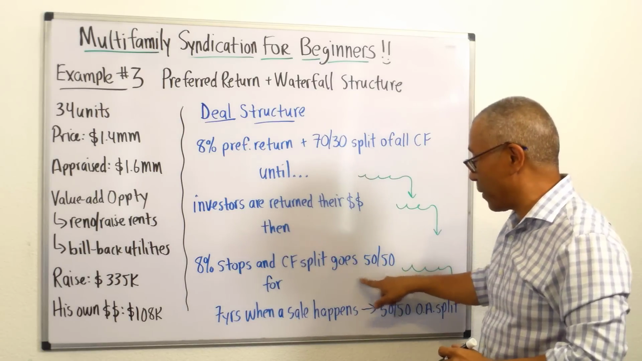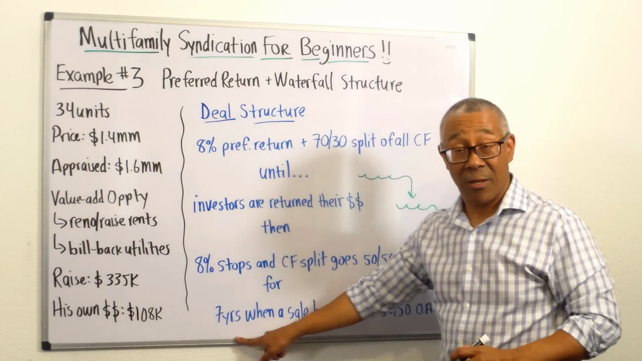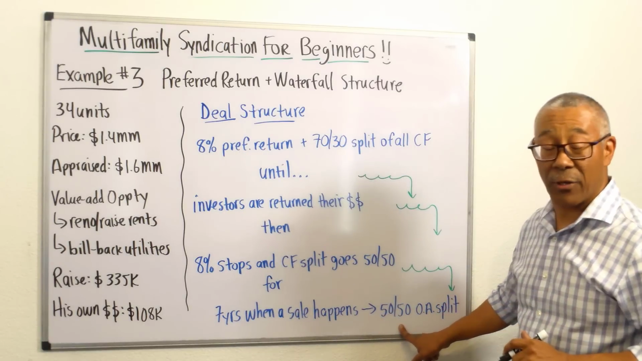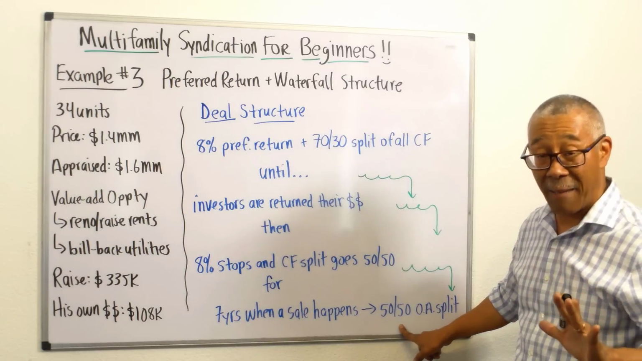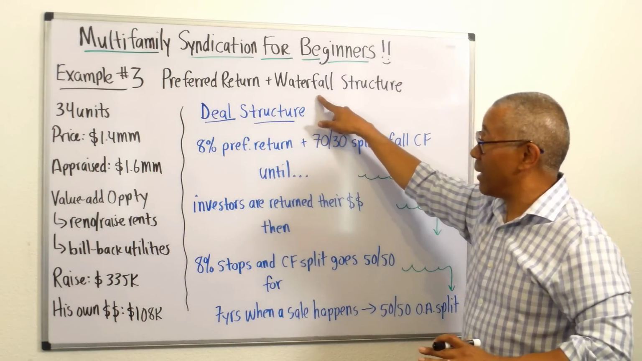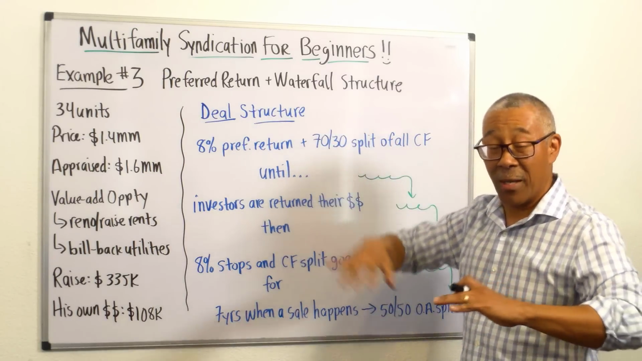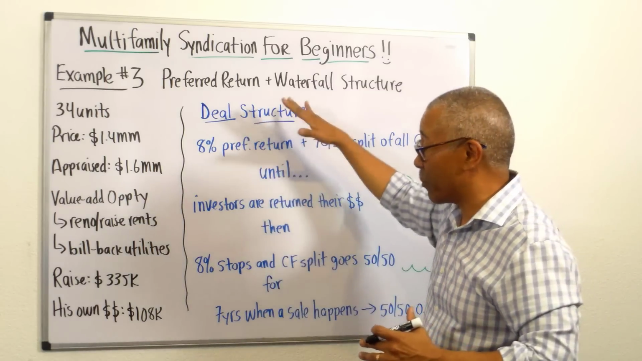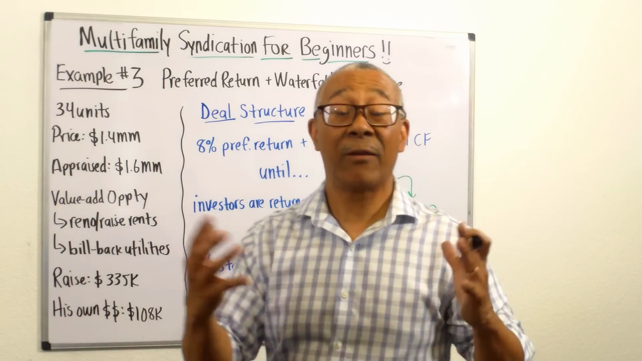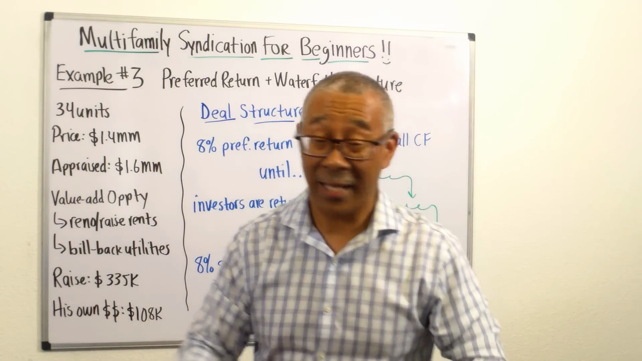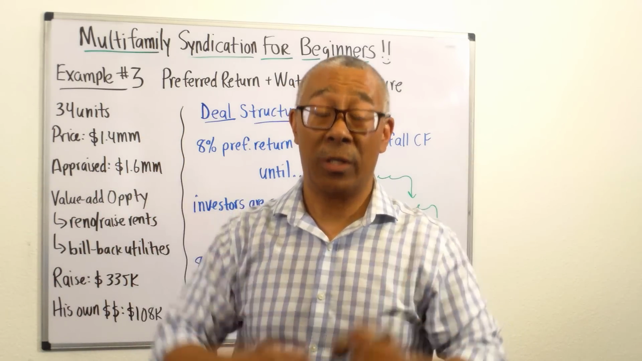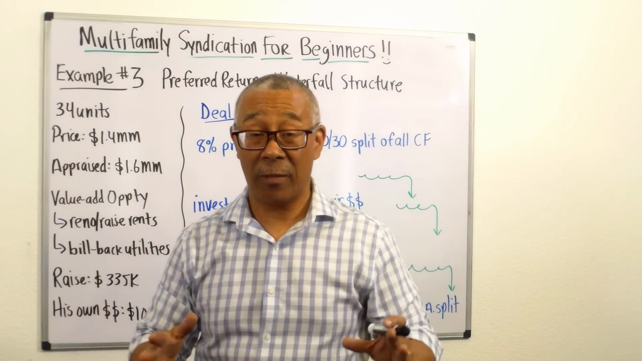So it goes to 50-50 for 7 years. When a sale happens, the goal is to sell the property in 7 years, and then another 50-50 split happens. Again, a preferred return structure with a waterfall added. So many ways to do this. This is one brilliant way to produce phenomenal returns for yourself and for the investor. Okay, got it? Again, this was his first deal ever. If he can do it, you can do it. All right, hopefully you follow me along with that.